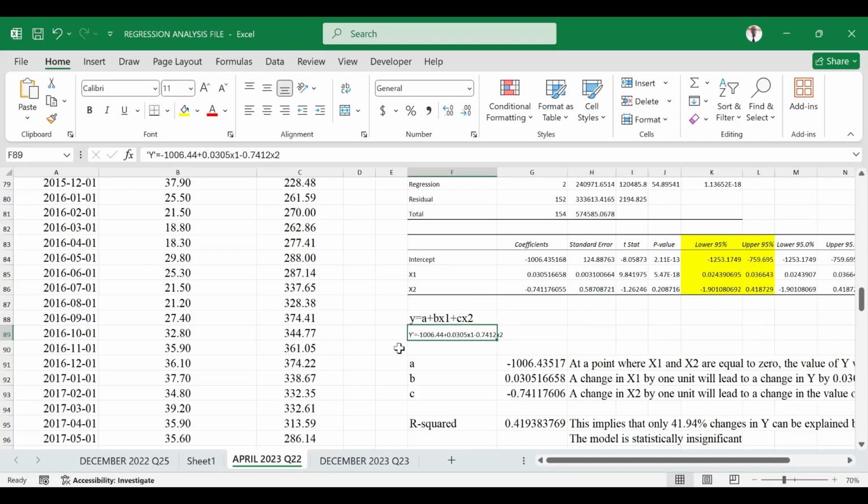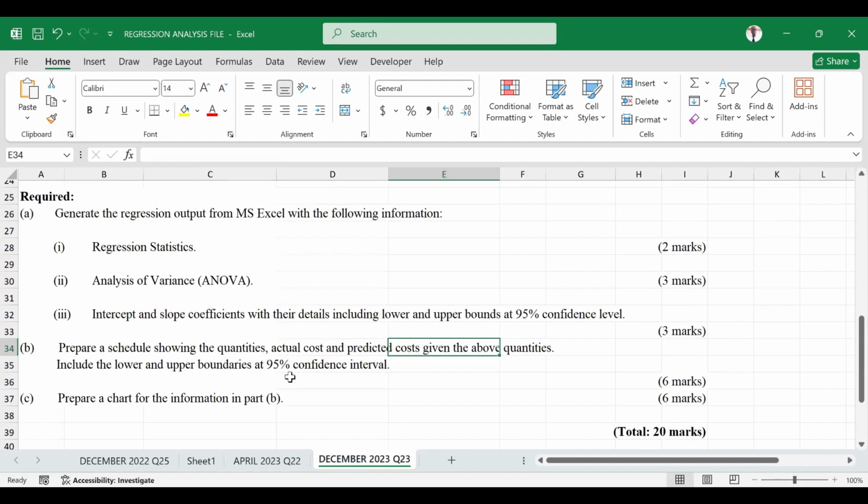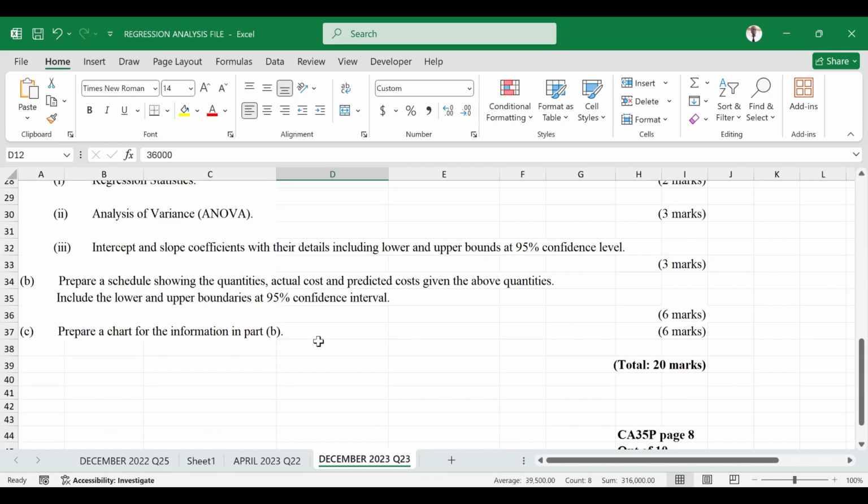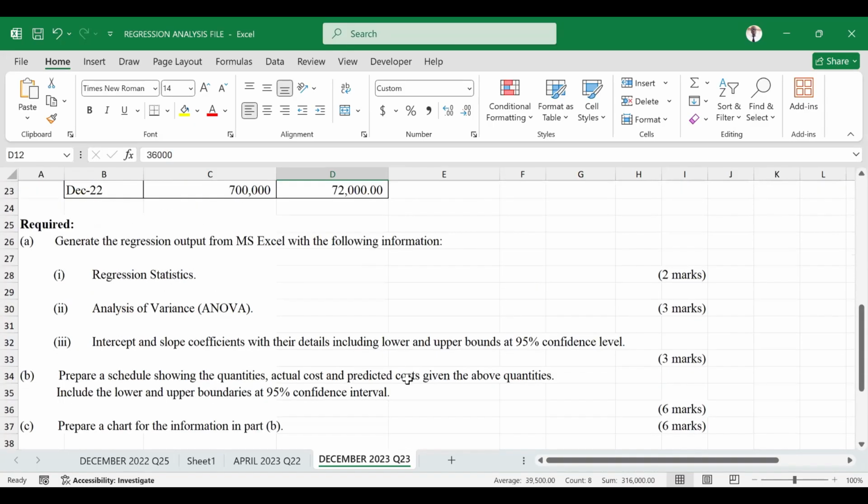You can see the equation is there. From here, this one now gives you the estimated cost. You just need to make sure you follow what the examiner wants, so that you come up with this data of quantity on the left side. Then you have just a table. Then you have actual cost. Actual cost is what you are given in the question, this production cost. Those are the actual figures. Quantity is also given. Then you come up with the predicted cost. Predicted cost is what you get from the output.